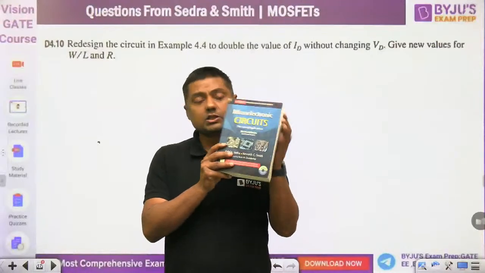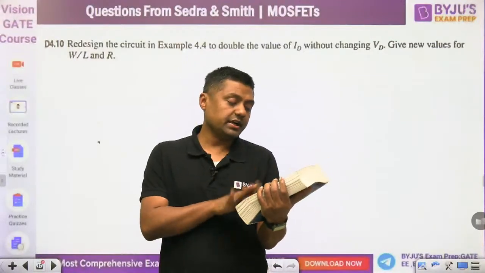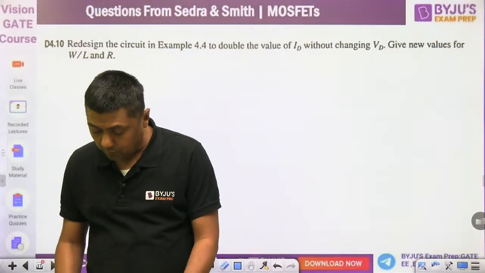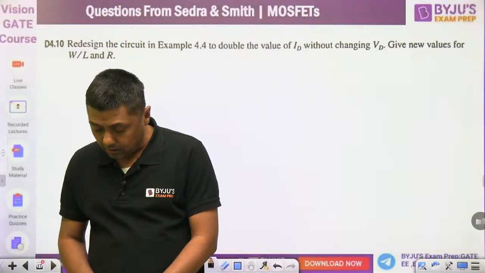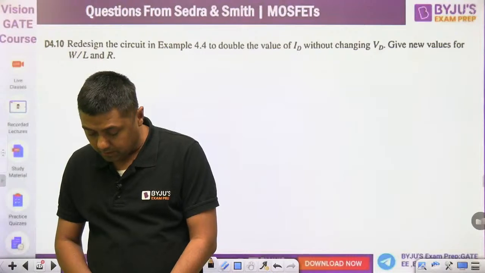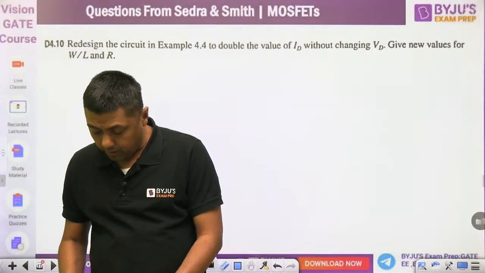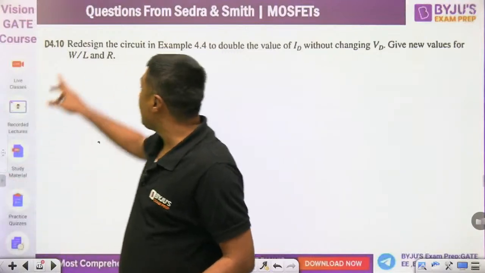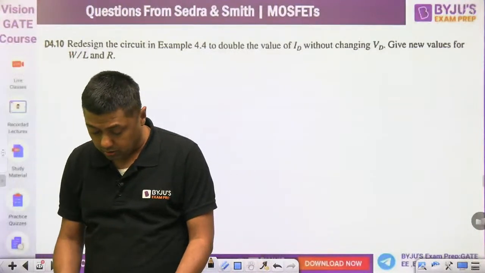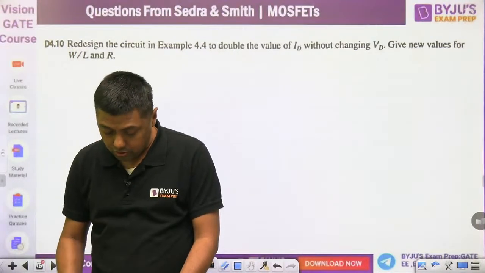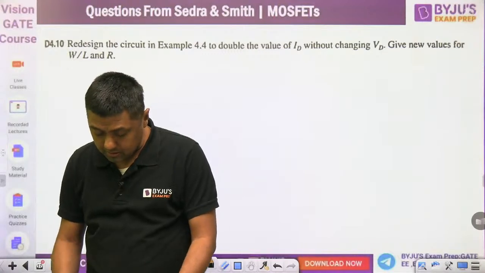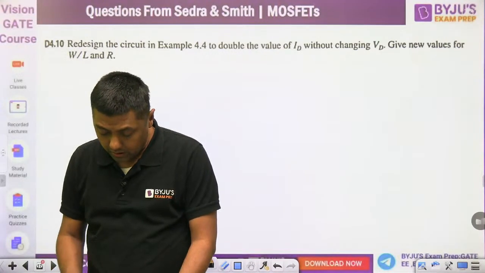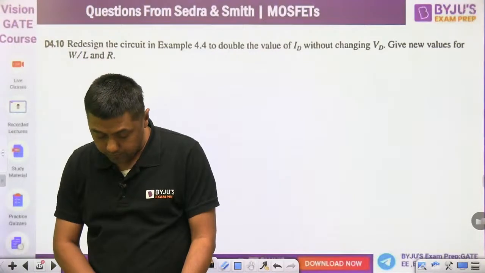This is the Sedra Smith, 6th edition, and I am solving questions from this, chapter number 4. You can go through chapter number 4, guys, where there are a number of questions on MOSFET. Just I have given, example D 4.10, means what? This is a numerical you can solve. Some exercises and some examples are given. And you can go through the diagrams also.